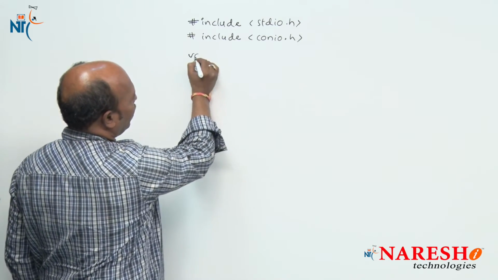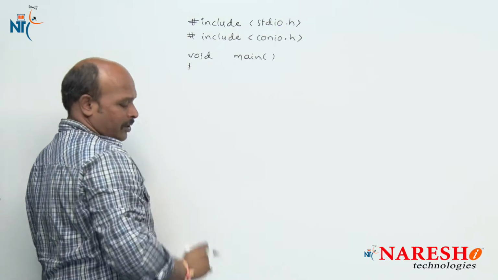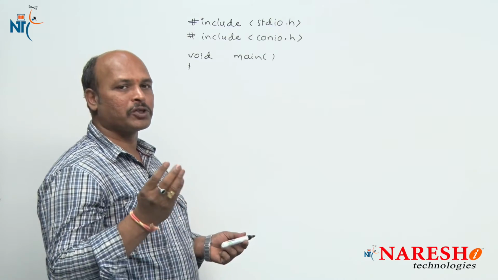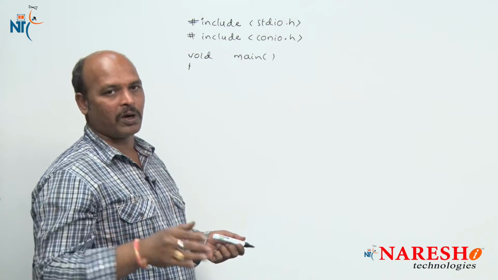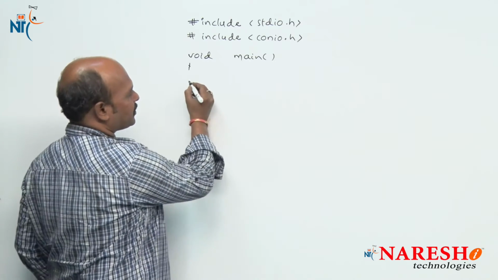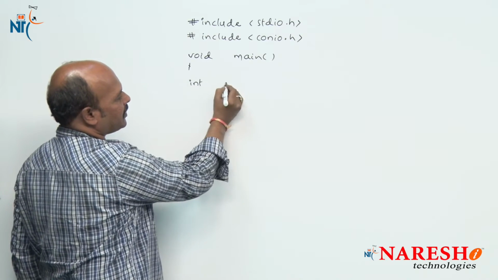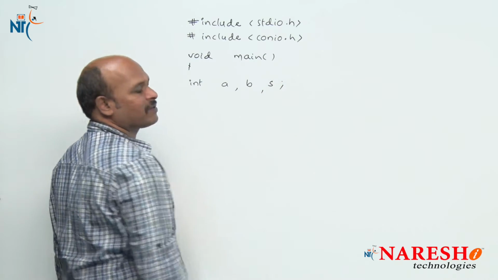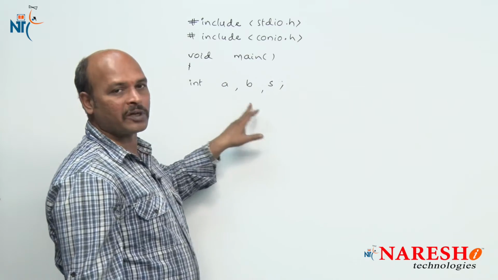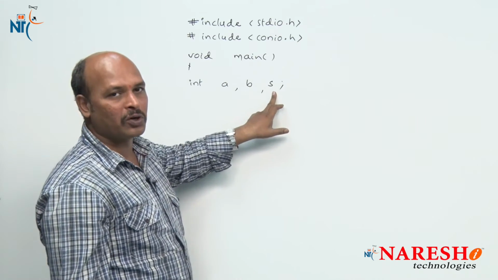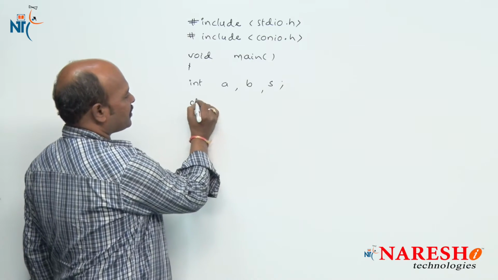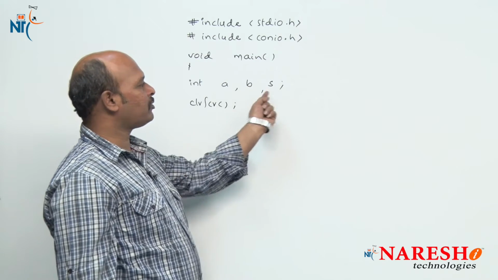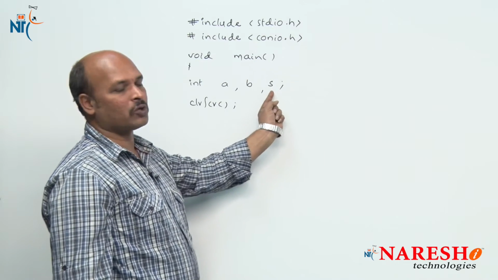Later void main, and in the C language there is a rule: the variables have to be declared at the top, at the first line of the program. That is why first I declare the variables int a, b, and later s. Here s stands for sum. Here a and b are going to read some values and the sum is stored in s. Later clrscr, now the screen is cleared. First we are going to read some values, later we are going to store the sum in s.